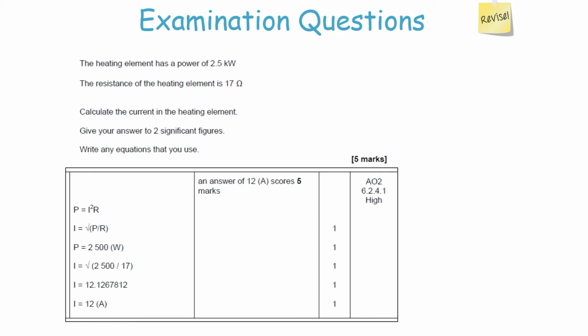Now remember, you start counting the significant figure with the first non-zero number you see in the value. So we've got 1, 2, they are both non-zero numbers, so therefore we start counting our significant figures at the value of 1 at the start there. So two significant figures is 1, 2, so the current is 12. And there is your answer for that particular question.